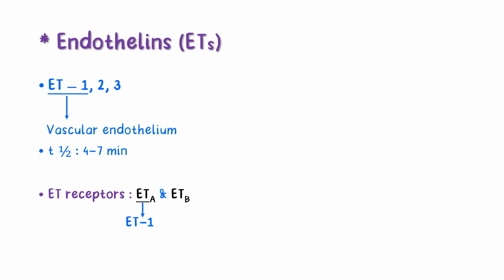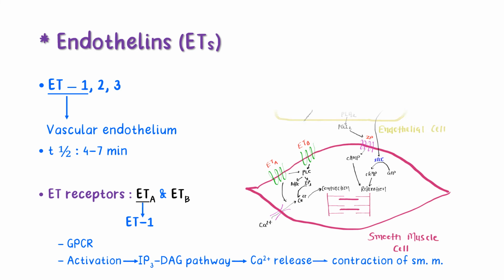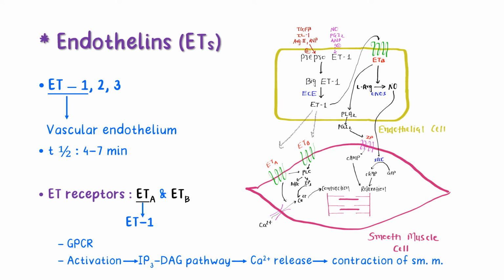Both ETA and ETB are G protein coupled receptors and their activation leads to phospholipase C, IP3-DAG pathway, calcium release and contraction of smooth muscle as shown in figure. In endothelial cells, endothelin 1 is synthesized first as a larger peptide called pre-pro-endothelin 1.